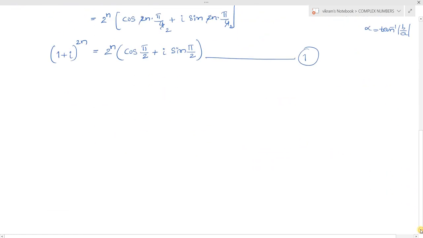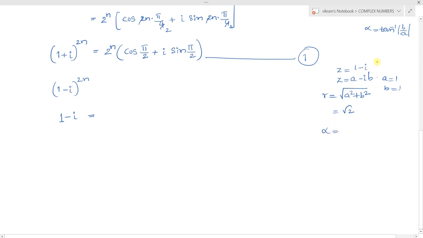Now solve for (1 minus i) whole power 2n. Before that, try to simplify the complex number 1 minus i in polar form. Here z is in the form a minus ib, and r equals square root of a square plus b square. But z is here 1 minus i, that means a is equal to 1, b is equal to 1, and r is equal to root 2.